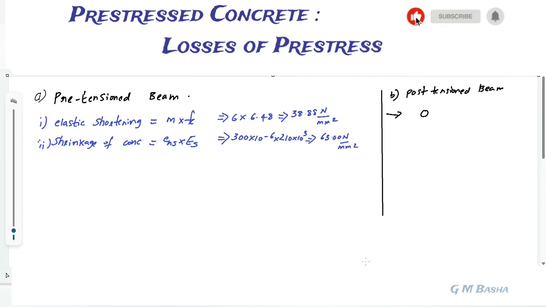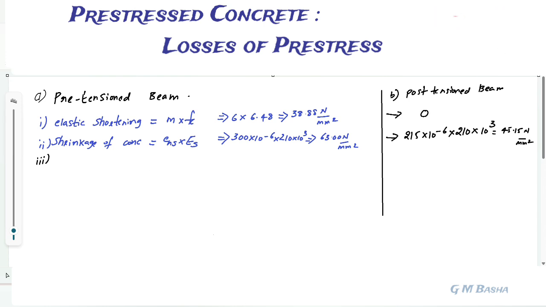What is the chance of getting loss here? Shrinkage of concrete will be there, so the formula will be the same. For that, the value given for the post-tensioned beam will be 215 into 10 to the power of minus 6 into modulus of elasticity, 210 into 10 to the power of 3. Similarly, if you simplify this one, you will get around 45.15 Newton per mm square.